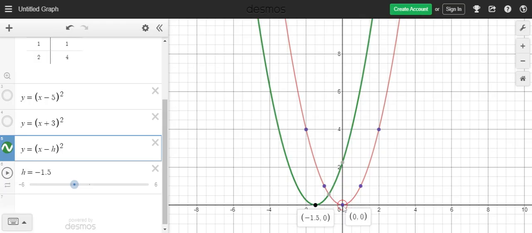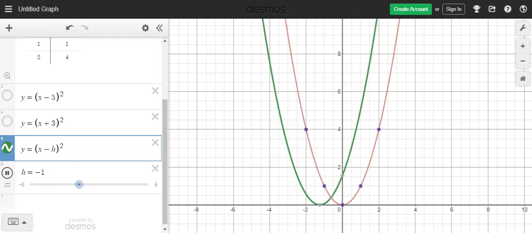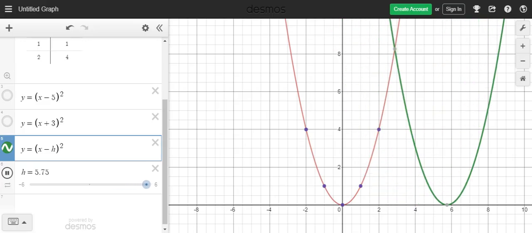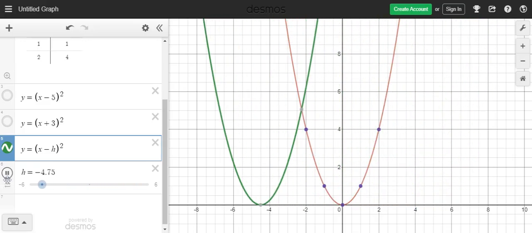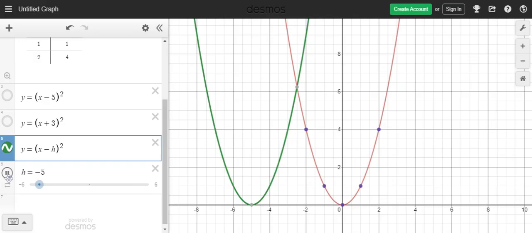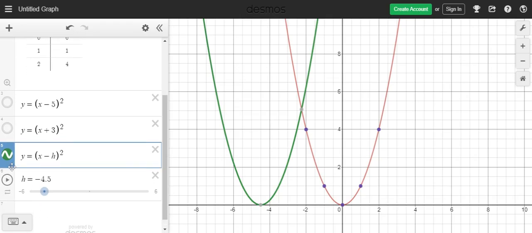So let's just enjoy watching this dancing parabola. It dances to the right, to the left, just like that, as you see. All right, so we got the idea here of horizontal shift. And now I want to just add a coefficient in front of x squared, which is something new. Of course, we had learned this in the past lectures.